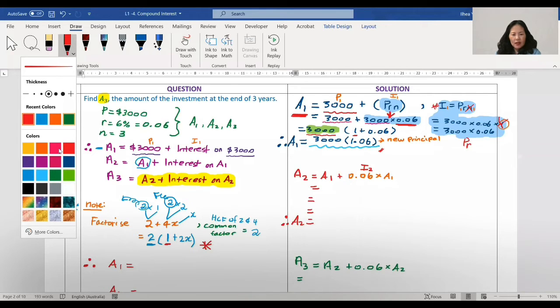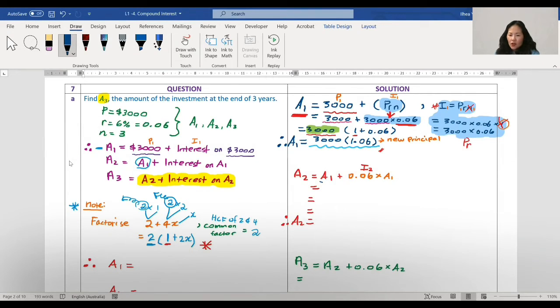Well, let's have a look at my second year. Whatever he earned at the end of the first year will be his new principal for the second year. And then he will get the interest for that year, which is PR. So R, the rate, 0.06 doesn't change. 6% is still the same all the way through the first, second, third year. But what is changing is the principal. No longer is the principal 3,000. This is what we got as a new principal. And think about collecting the common factor here.